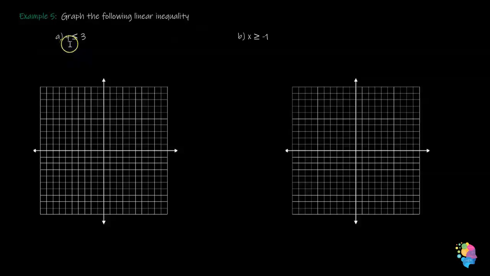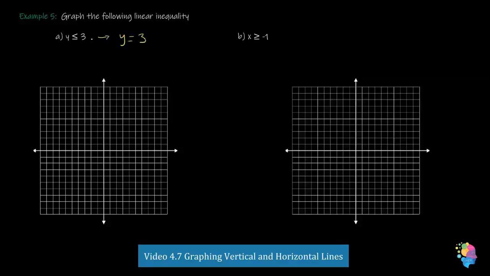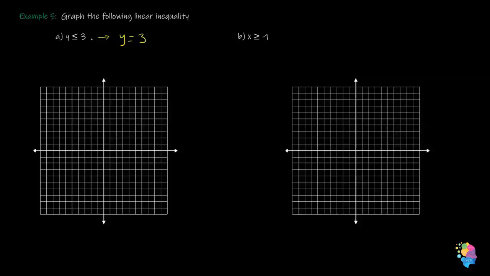If you are given y is less than or equal to 3, we're going to begin by changing this inequality into an equation. So this is y is equal to 3. If you remember when we were graphing linear equations, this is a line passing at y equals to 3, and it becomes a horizontal line because we are only given a y value. Now, since the inequality is less than or equal to, this line is going to be a solid line.